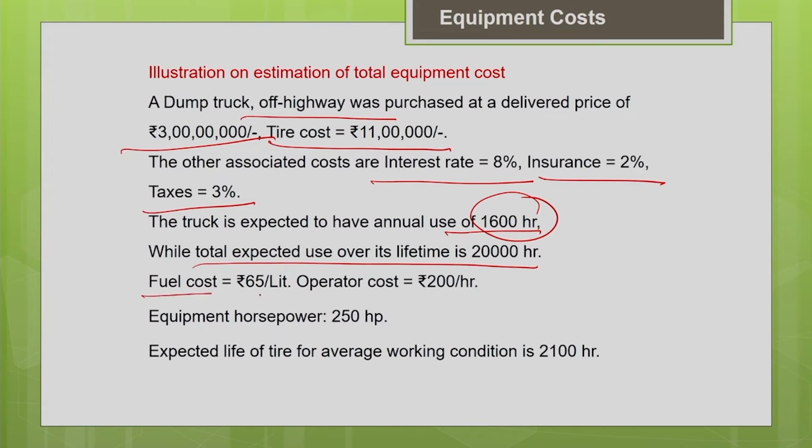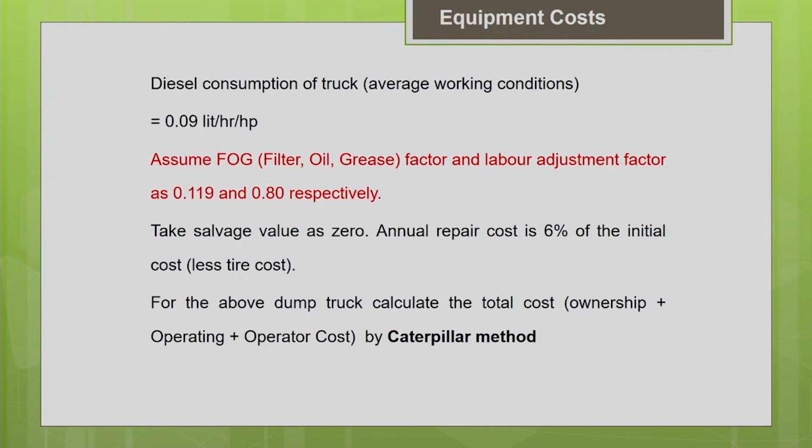The local cost of the fuel in that particular place is 65 rupees per litre, the operating wages are 200 rupees per hour, and the horsepower of the engine is 250. The expected life of the tire is given to you directly. You can take it from the handbook according to your requirement, but I have given you an approximate number for average working condition, 2100 hours for this particular tire. The diesel consumption of the truck for average working condition is 0.09 liters per hour per horsepower. This value also I have assumed approximately. You can look into the literature for the particular type of machine in a particular work condition, and get the value accurately for the particular model from the equipment handbook. Similarly, for filter, oil and grease, I have given the factor 0.119, and the labor adjustment factor I have used as 0.8 approximately, assumed for the particular region.